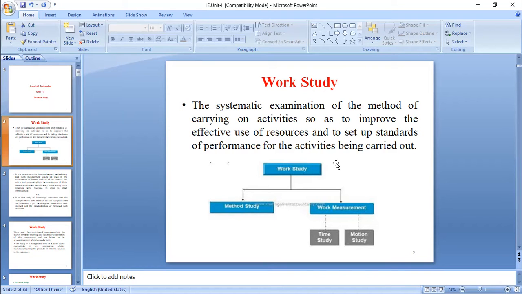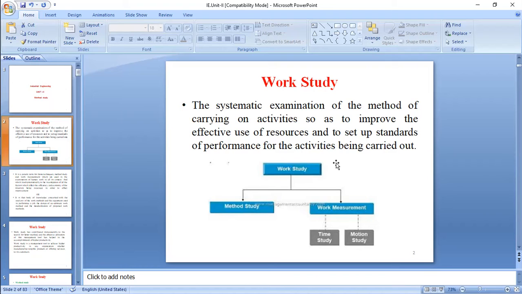So if we need to improve productivity, we need to improve the methods and improve the use of resources. For this, we need to examine the previous methods which were used to carry out activities. Then we need to set up some standard methods to execute the activities. So in order to improve productivity, we need some systematic examination, and by using it, we need to create better activities to improve the effective use of resources. So this is nothing but work study.